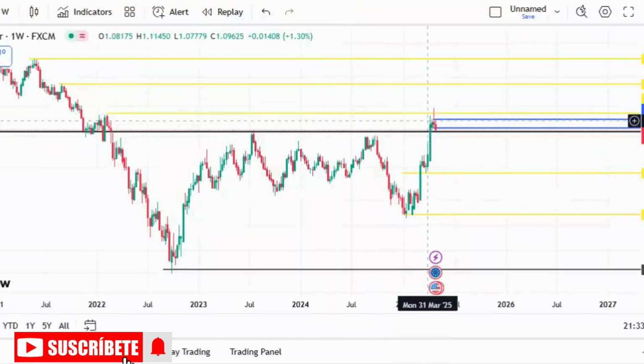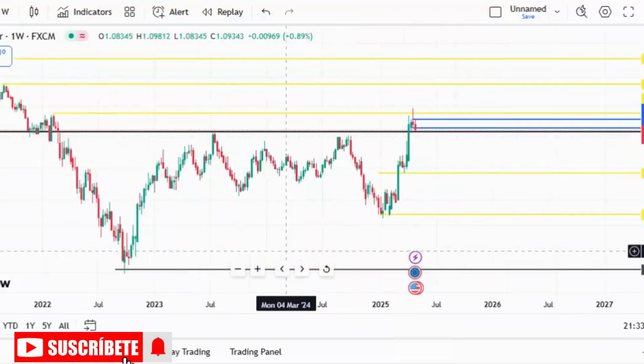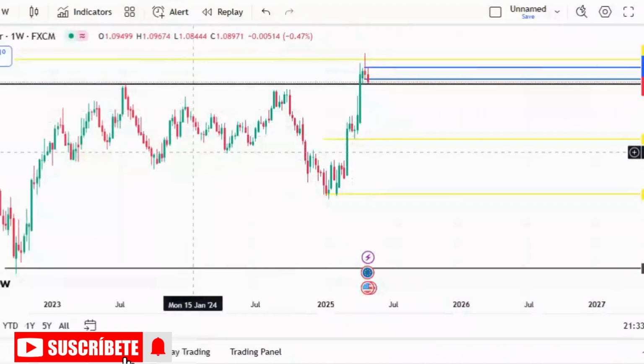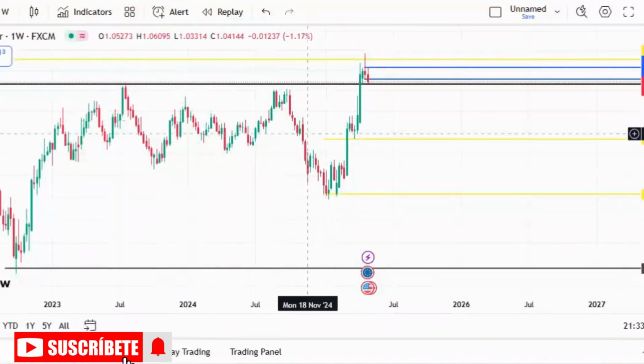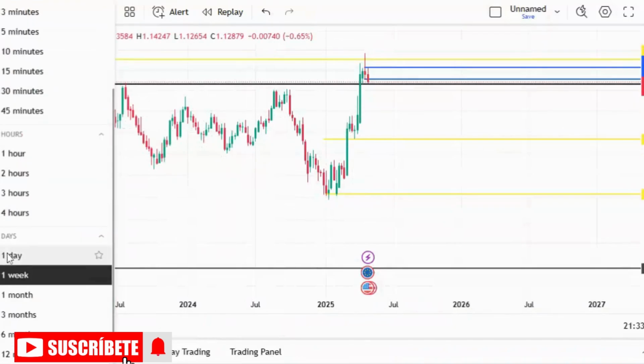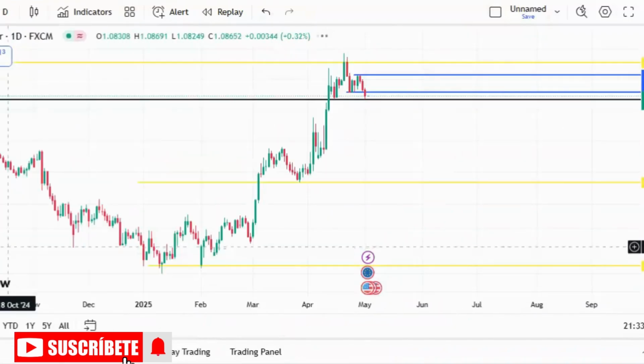So what are we expecting? We're expecting the price to give us a kind of retracement and then continue again to the top. What I'm expecting right now is that we should see the price retrace a little bit and try to look out to keep buying. So let's dive in onto the daily.